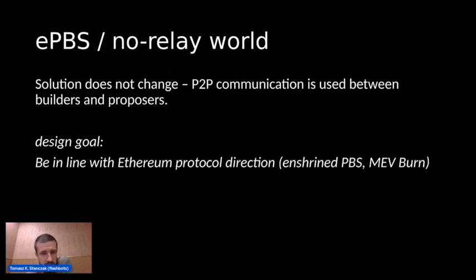ePBS, so enshrined PBS in Ethereum, assumes that the relay disappears. That actually doesn't change much, because you still have the builders and the proposers collaborating. But instead of using the relay, there is some set of attestations, staged attestations and P2P communication that allows agreement on what the best bids between the builders are, and how to keep the proposers to their promise and potentially slash them on non-execution, on not delivering the promise. So we remove the relay, we remove the trusted component from in between. And we remember that design goal from the beginning of the MEV garden, which says you should be in line with the Ethereum protocol direction.